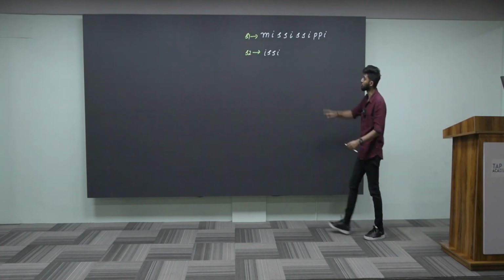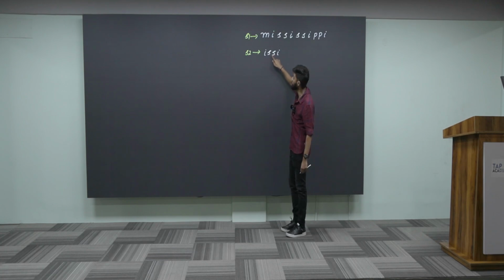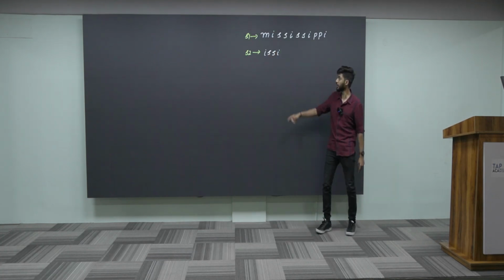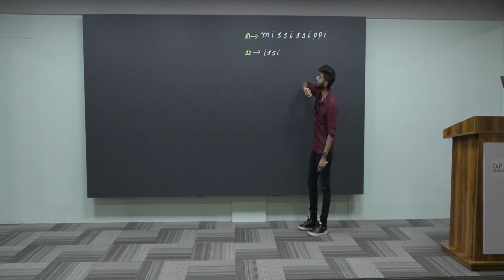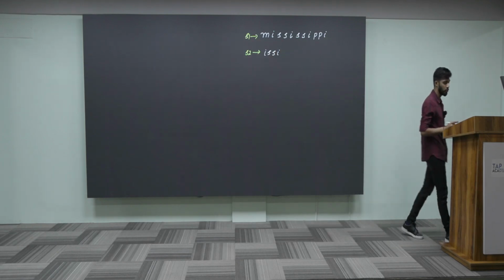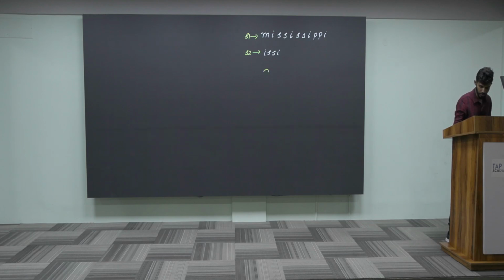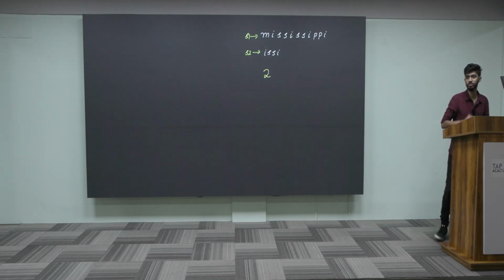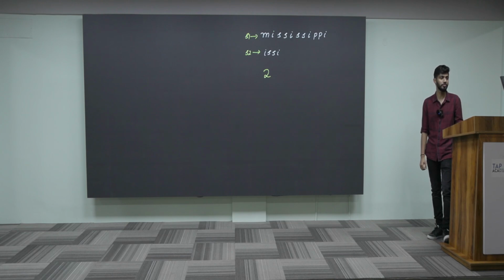So you will be given two strings. You need to say how many times the second string is present in the first string. How many times is the second string present in the first string? 2 times. So the output of this has to be 2. Can you write the code for this? How would you do it?